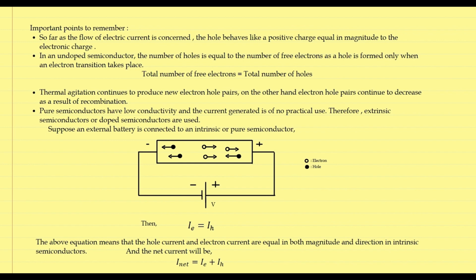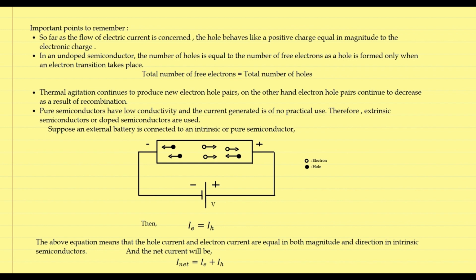Suppose an external battery is connected to an intrinsic or pure semiconductor. Then electron current will be equal to hole current. This equation means that the hole current is equal to electron current not only in magnitude but also in direction. And the net current will be the sum of hole current and electronic current.